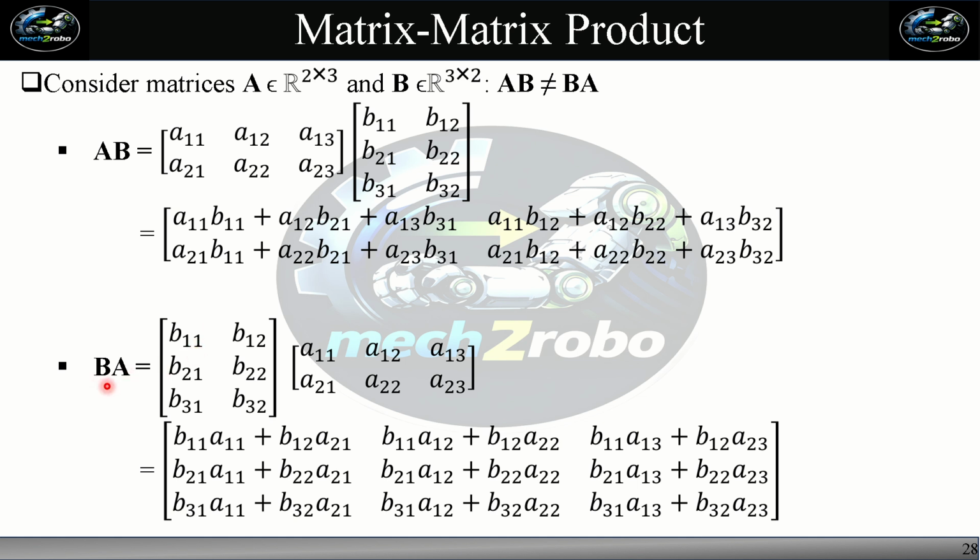But in case of BA, because the 3 by 2 matrix comes in front and the 2 by 3 comes at the right hand side, the 2 and 2 cancel, and the final order is 3 by 3. The multiplication is performed in a similar way as above. First take this row, multiply with the column, this row, this column, and similarly for each row and column, and thus we get the final resultant matrix.